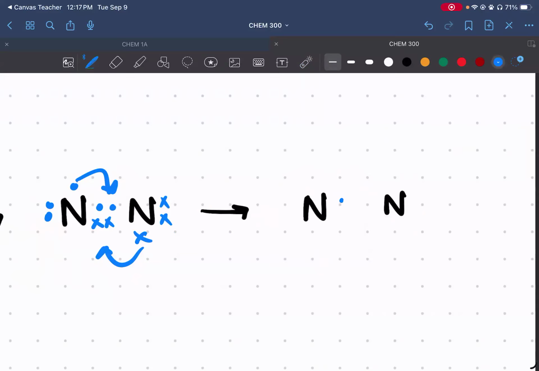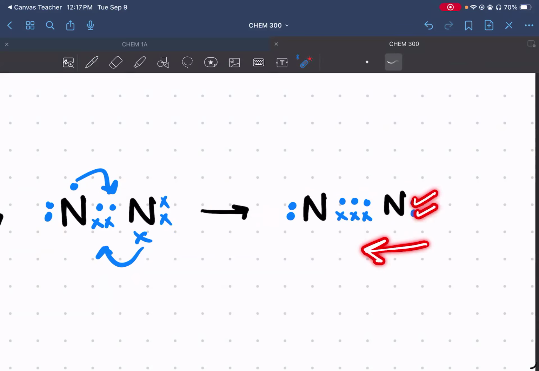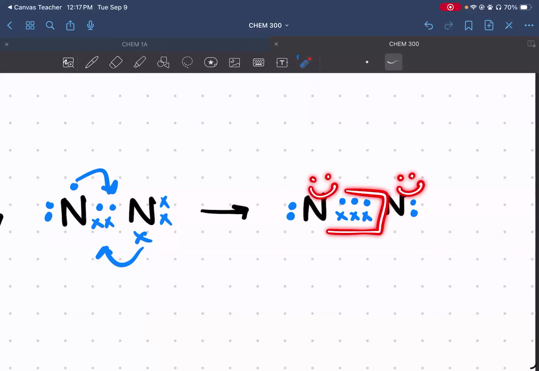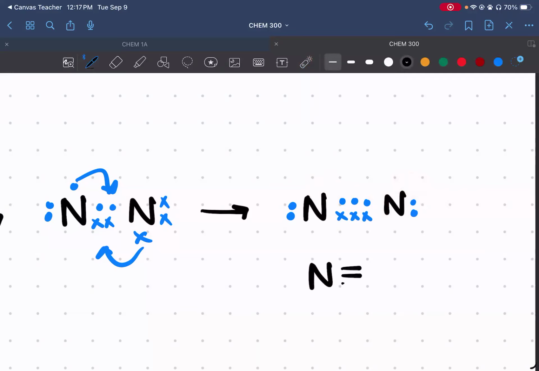So between the two nitrogens, we have 6 electrons in total. Now let's check from the perspective of the left nitrogen. Let's switch things up actually. From the perspective of the right nitrogen, it has access to 1, 2, 3, 4, 5, 6, 7, 8 electrons. Each nitrogen is happy. Since there are 6 electrons between them, we know this is a triple bond.